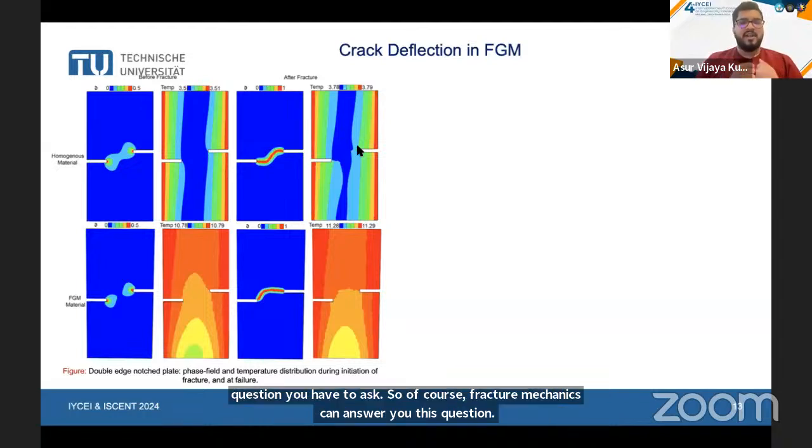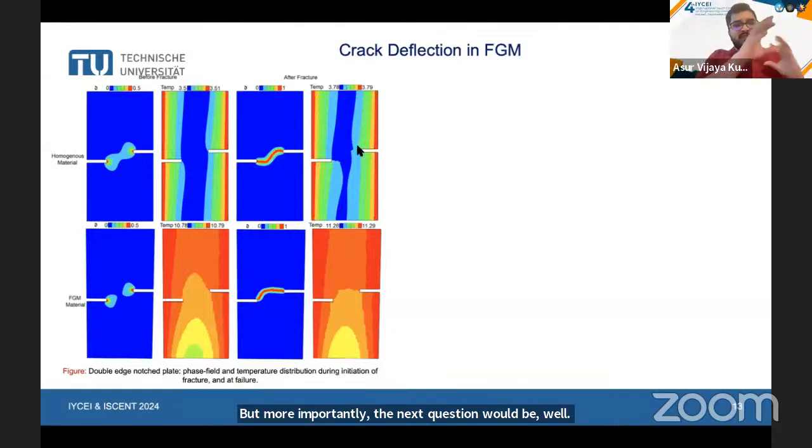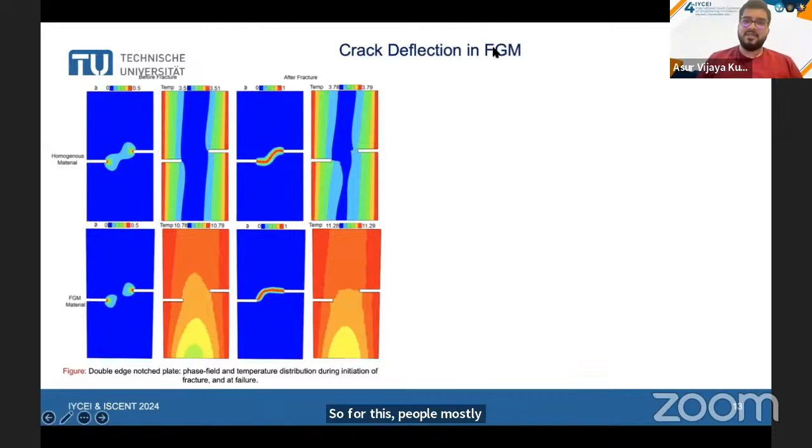but more importantly, the next question would be, well, I know that in an aircraft wing, this place is where my stress concentrations are higher. Is it possible for me to completely change the direction of the crack if it starts? If it doesn't start, I am happy. I'm very happy. But if it starts, is it possible for me to change the direction of the crack? So for this, people mostly use a functionally graded material. So FGM here means functionally graded materials.